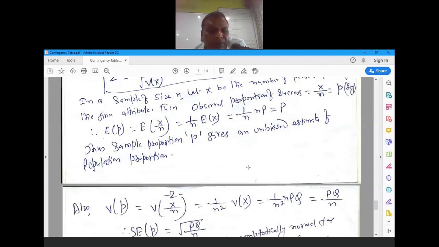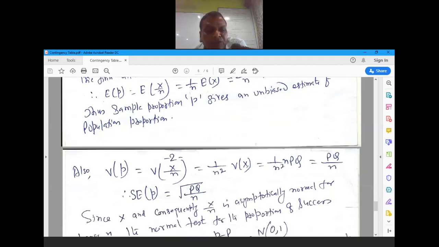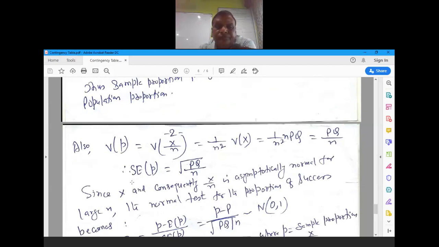Now we calculate the variance. What is the variance for p? So for the variance of p, in place of p simply put x upon n. Here our n is a constant, that's why after taking the variance it is squared. That's why it becomes 1 upon n square into variance of x.